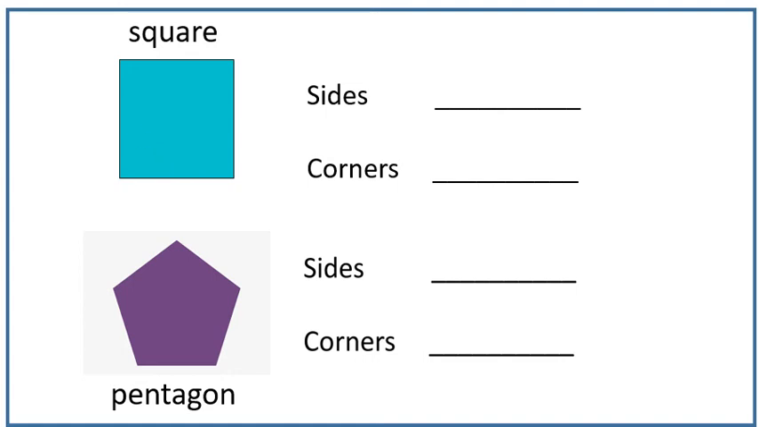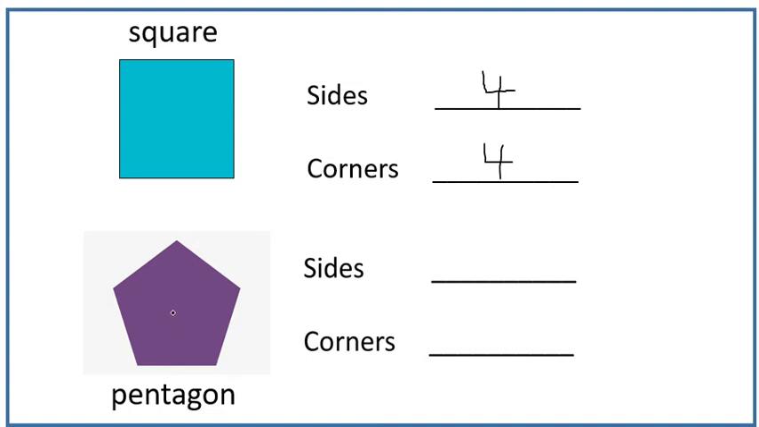So what we're going to do is record the number of sides and the number of corners a shape has. So the square, if you can remember how many sides it had, let's have a quick recap. 1, 2, 3, 4. So I'm going to write 4 sides here. And then how many corners did it have? Quick recap. 1, 2, 3, 4. So we can write the number 4 here. Well done.